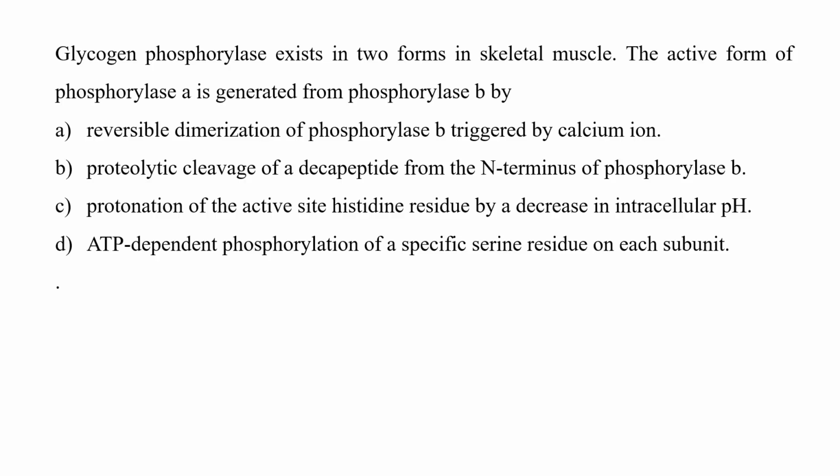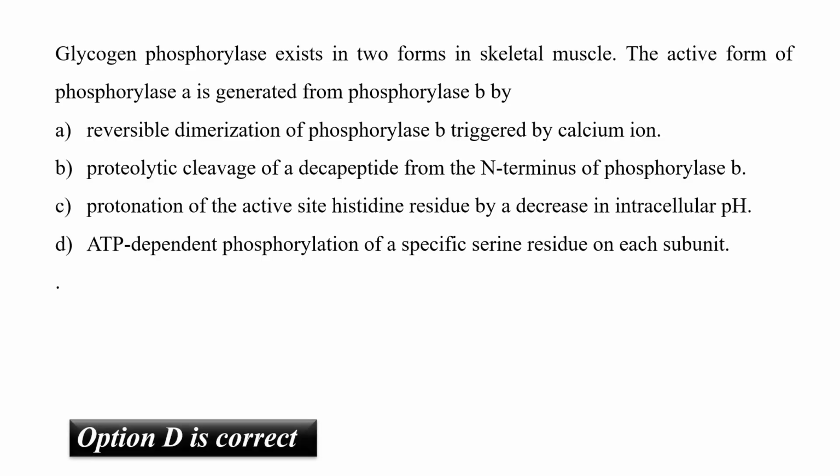In liver and muscles, the glycogen phosphorylase enzyme is allosterically regulated through a phosphorylation step. The active form, phosphorylase A, is converted to the inactive phosphorylase B by the reversible phosphorylation of a serine 14 residue. So here option D has to be the correct answer, that ATP dependent phosphorylation of a specific serine residue on each subunit is responsible for the conversion of the active form, phosphorylase A, from phosphorylase B.